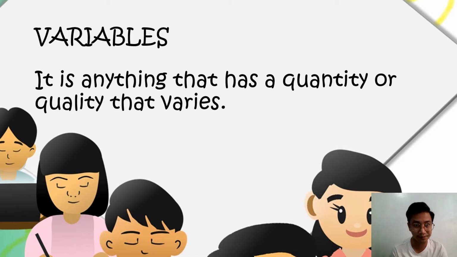When you already have your research topic, the first thing that you have to do or consider is you have to identify your variables. It is the very first thing. You have to identify the variables of your research study. Another example of a variable is age. Age is also a variable because the age of each person varies.